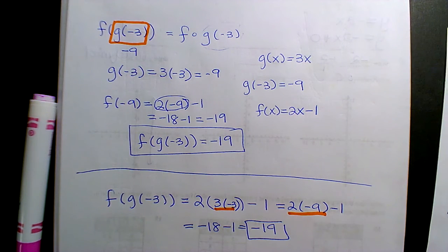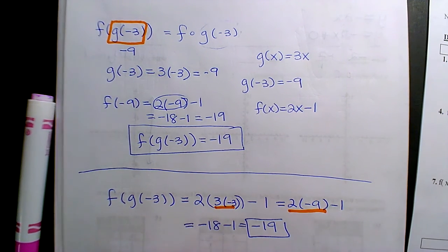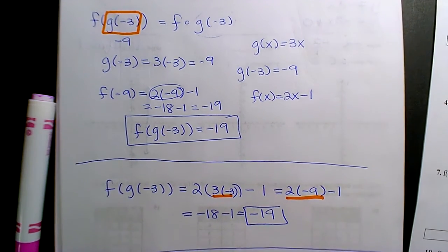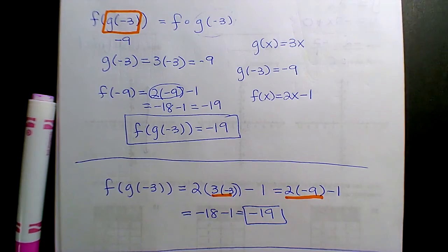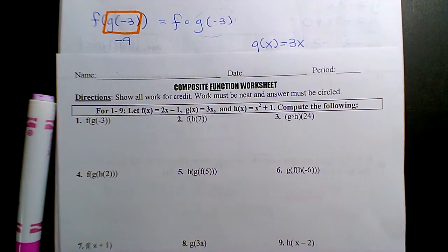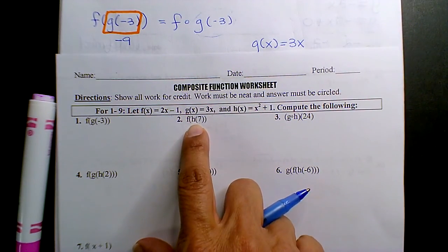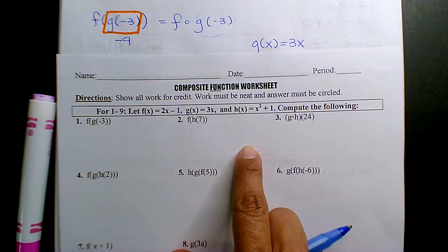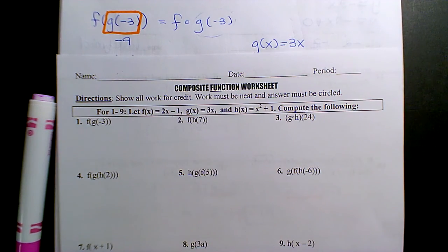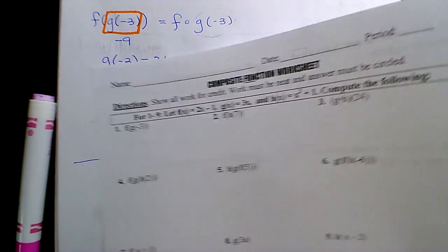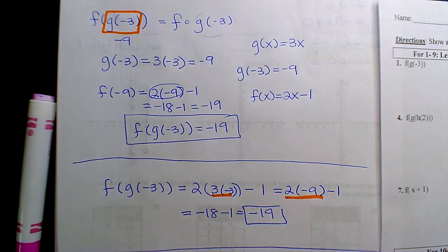Okay, so look at the second one. It's f of h of 7. First you take the output of h of 7, then substitute that output into f, and that's your final output. So it's definitely input, output, input, output. Okay, I'm going to turn this off.